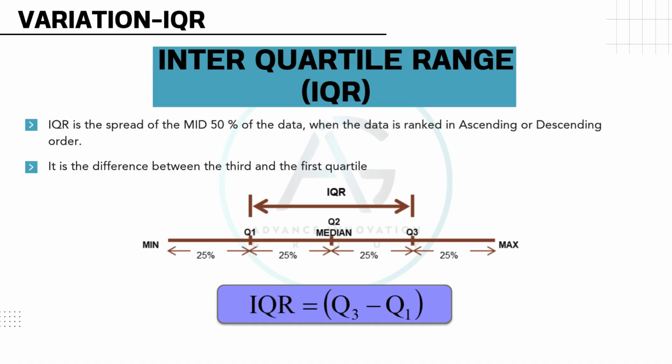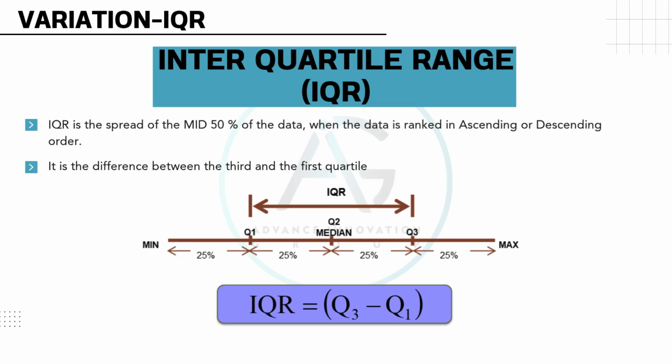The IQR represents the middle 50% of the dataset and is calculated as the difference between the third quartile, Q3, and the first quartile, Q1. IQR equals Q3 minus Q1. From left to right: Min is the smallest data point. Q1 marks the 25th percentile. Q2, the median, is the 50th percentile. Q3 marks the 75th percentile. Max is the largest data point.